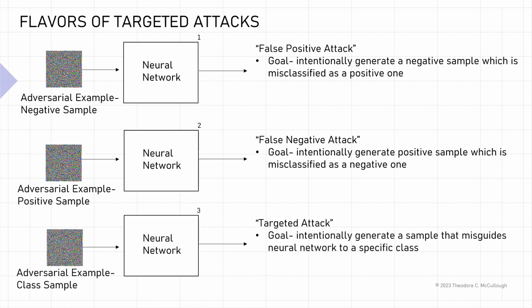A final type of targeted attack is just a targeted attack that intentionally generates a sample that misguides a neural network to a specific class. So for example, passing in a panda image where the result then is classified as a gibbon. The risks of these types of attacks come in the form of being able to mislead facial recognition software, fingerprint recognition software, or any application that uses AI/ML as part of its security regime.